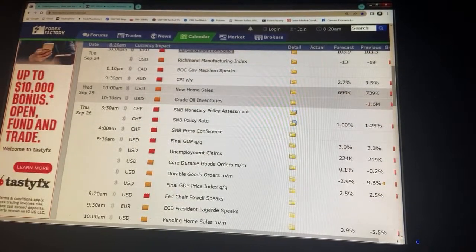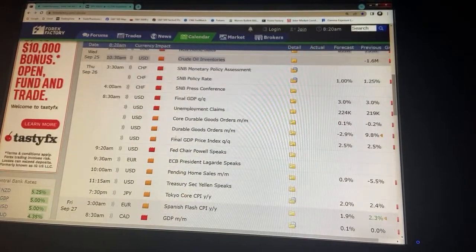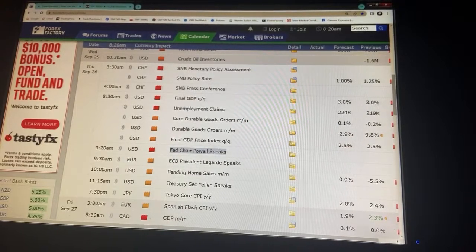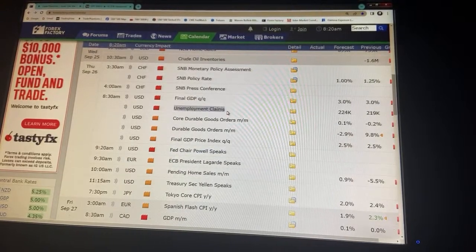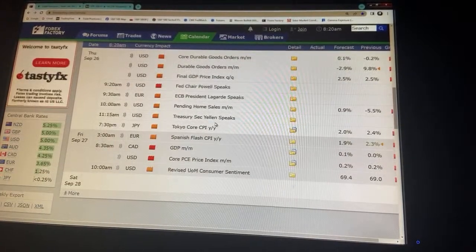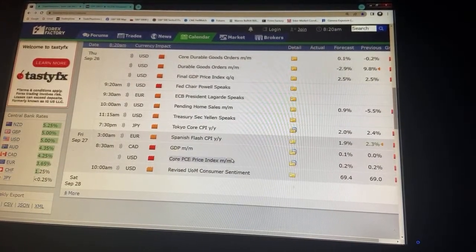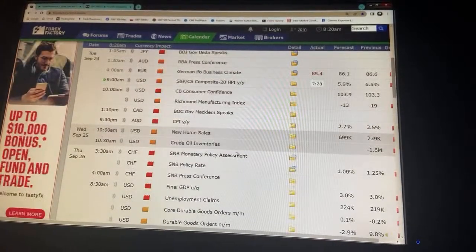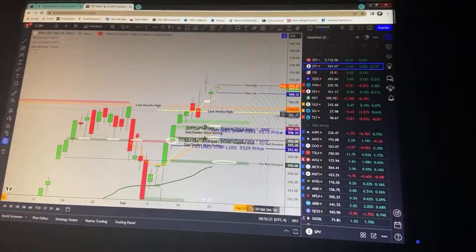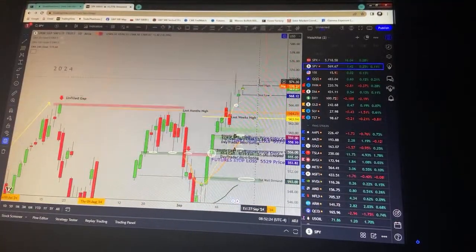Okay. Tomorrow completely dry. We've got crude oil inventories, and Thursday in the U.S., nothing too much. We do have Fed Chair speaking as well tomorrow, and then we have unemployment claims, which is a big one there as well. Okay, GDP, and then Friday is pretty quiet. We've got core PCE. So we've got a couple of things this week that could be used as a catalyst. Just make sure that you are aware of that.